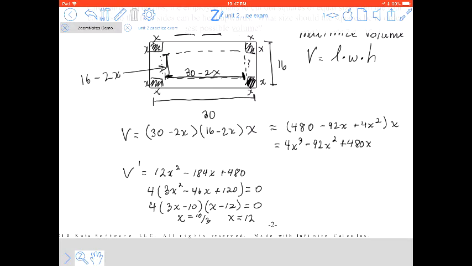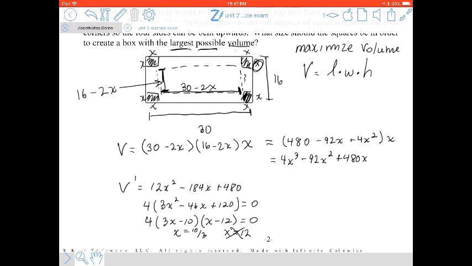We got to think about this. If x represents a piece of cardboard that's being cut out, if we cut out a 12-inch piece of cardboard on this side and on this side, that's not going to make sense because we only have 16 inches right there to work with. So for x to be 12 is way too big. That one doesn't make sense for the physical constraints of this problem. So the only critical value we need to worry about is x equals 10/3.